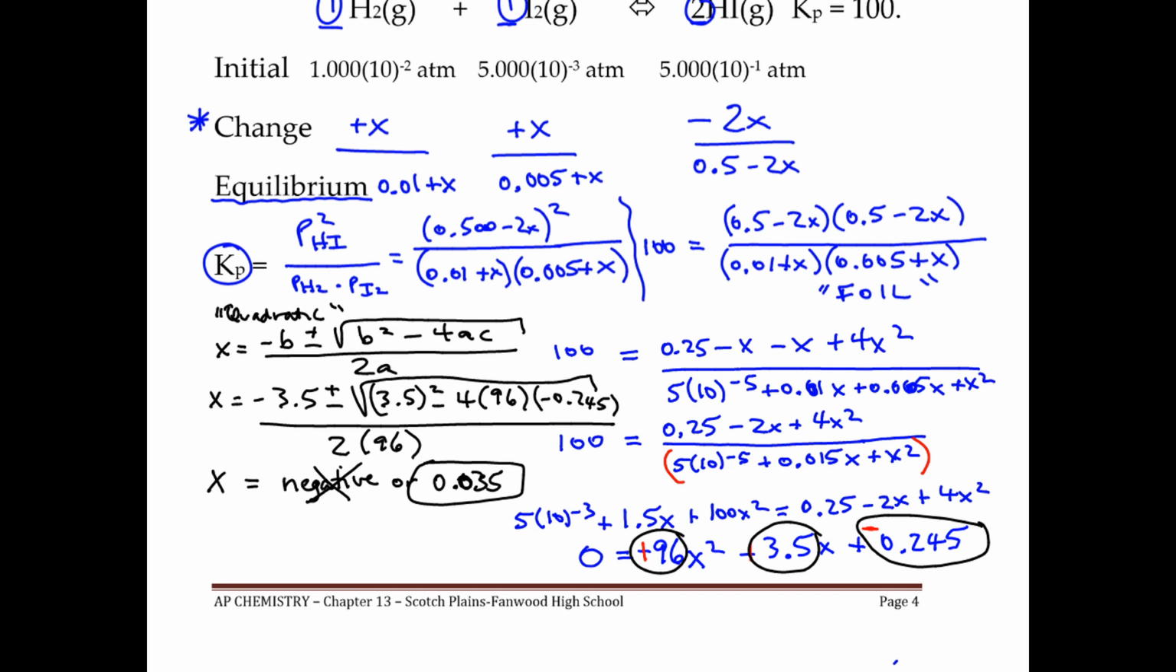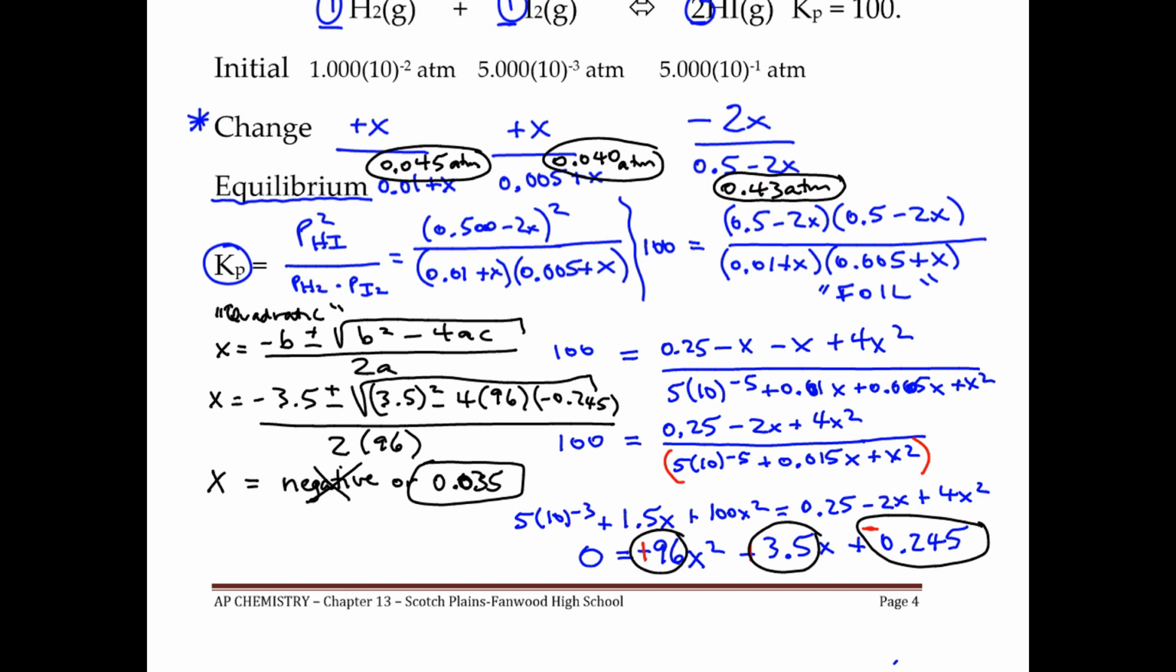So this is going to be 0.01 plus x, which is 0.045 atmospheres, because the x was 0.035. And then over here, this x is going to be 0.040 ATMs. And then this 0.5 minus 2x is going to be 0.43 ATMs. So in black are my final pressures at equilibrium of the hydrogen, the iodine, and the hydrogen iodide.